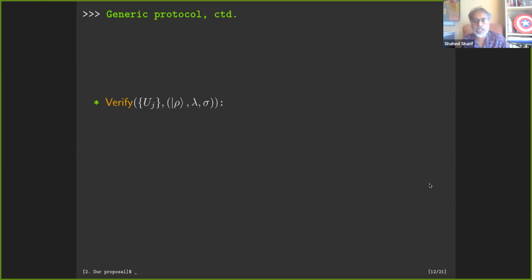Okay, that leaves the verification. So this is supposed to be a public algorithm. So we have our unitaries, and then we have a quantum bill. How do you check that it's actually valid?